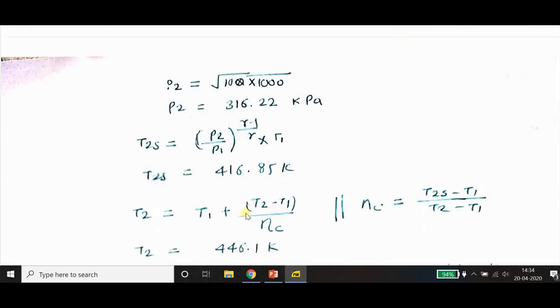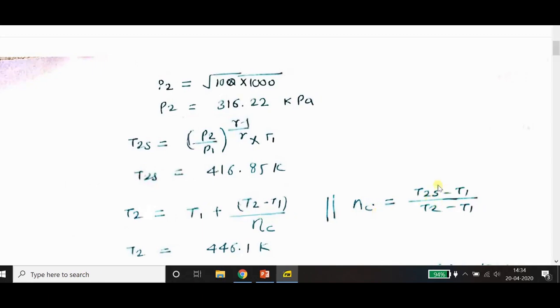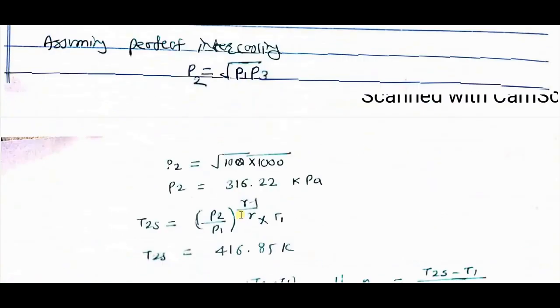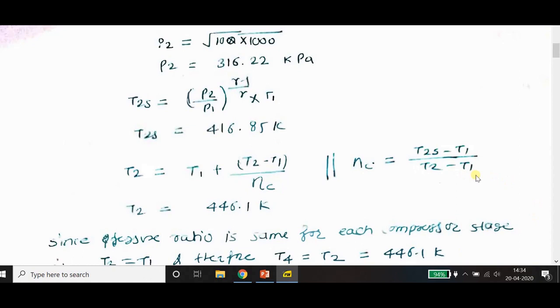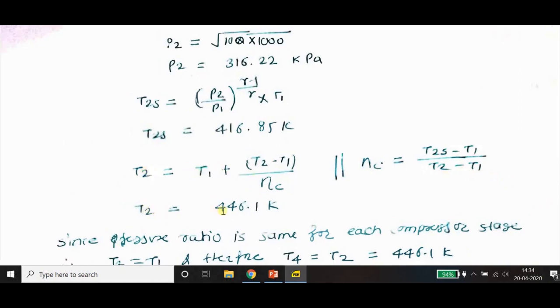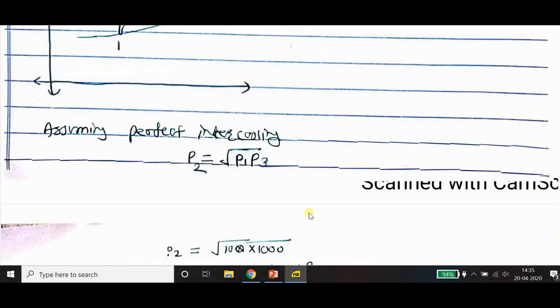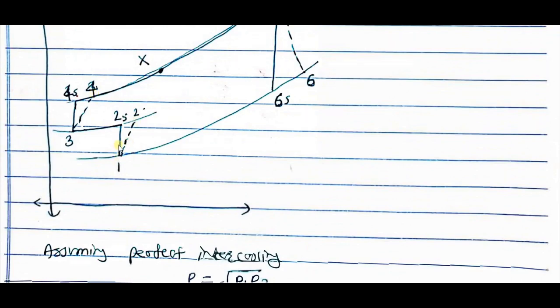Now to get T2 I will take the help of compressor efficiency. Compressor efficiency will be equal to T2s minus T1, this is the isentropic process, upon T2 minus T1. So that will give you T2. If you calculate T2, it will be 446.1. Now since the pressure ratio is the same for each compressor stage, from 1 to 2 and 2 to 3 the pressure ratio is the same. So T3 has to be equal to T1, and therefore T4 equal to T2, because the pressure ratio is the same in both the stages.